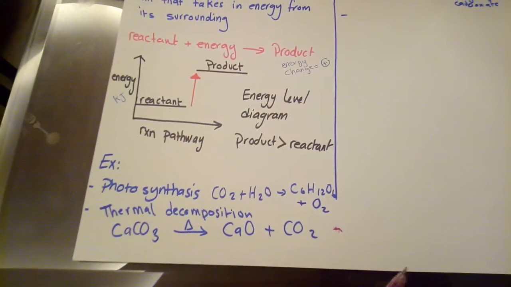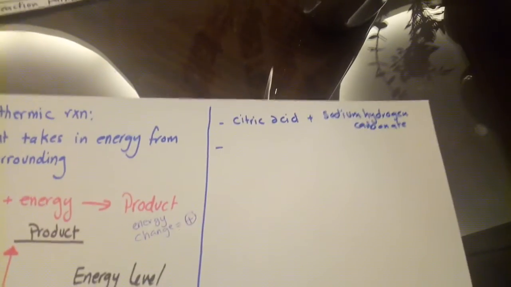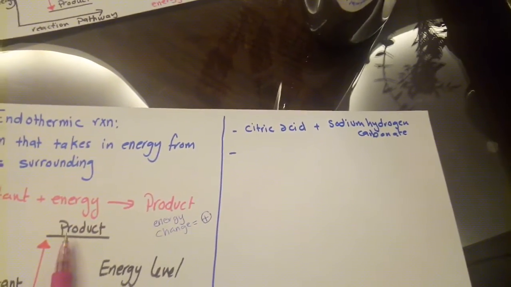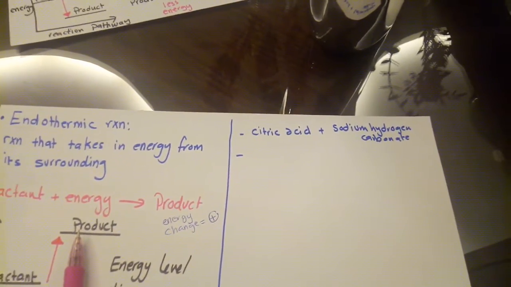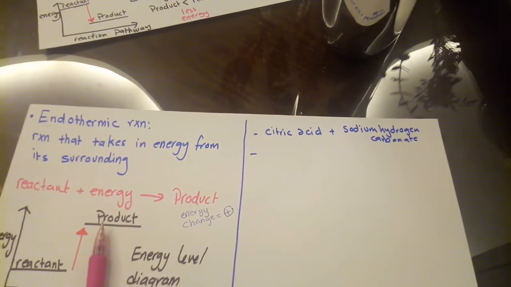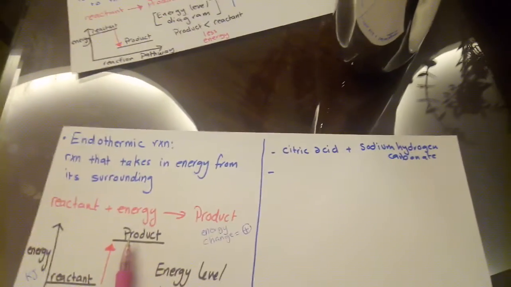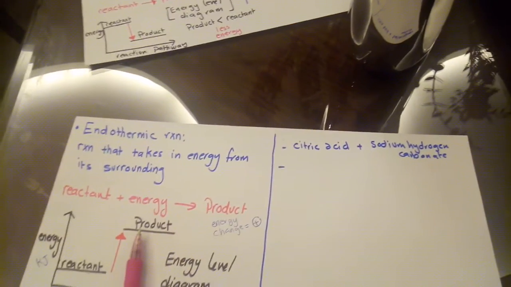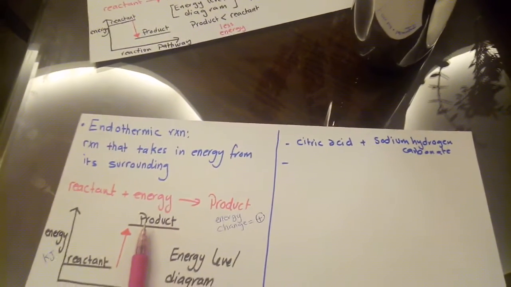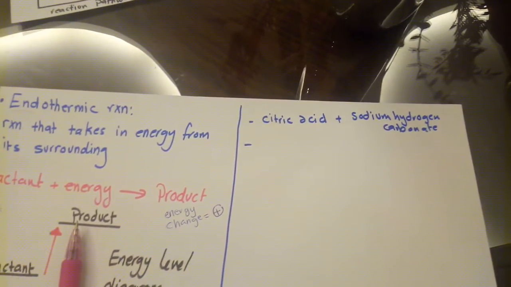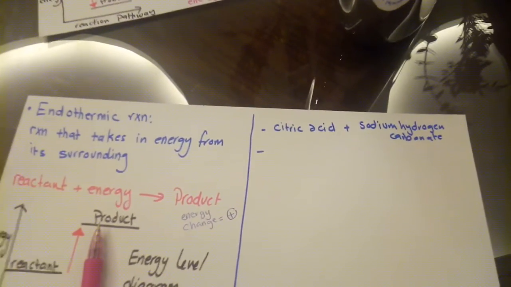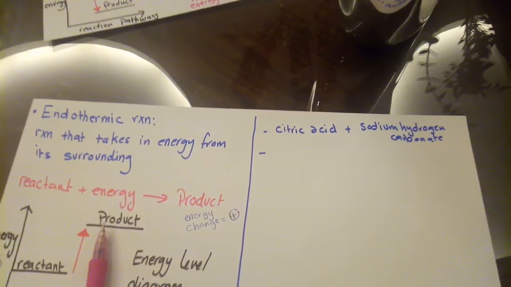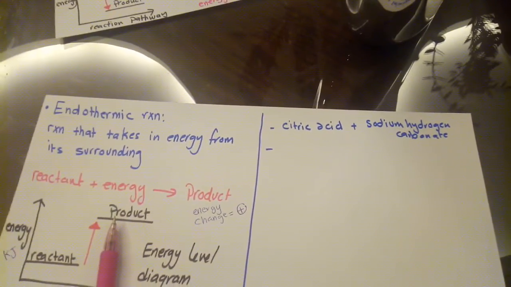Also, we can mention citric acid with sodium hydrogen carbonate. That type of chemical reaction is an endothermic reaction, and this reaction happens in sherbet. You put it on your tongue and you can feel that your tongue is cooled, because the sherbet is composed of citric acid and sodium hydrogen carbonate. The reaction between them is endothermic. So it absorbs energy from the surrounding, from my mouth, so I can feel that my tongue is cooled.